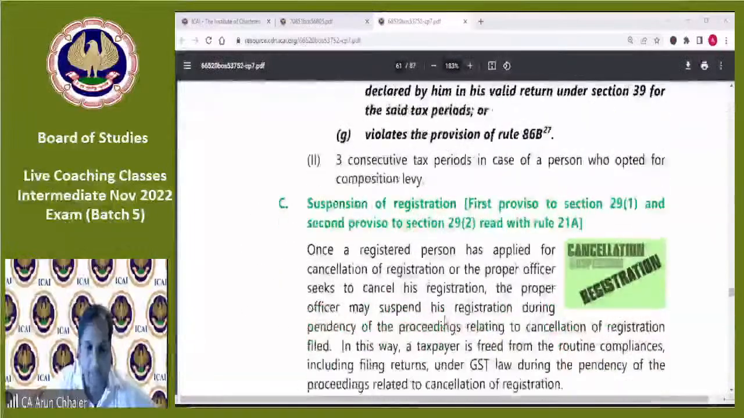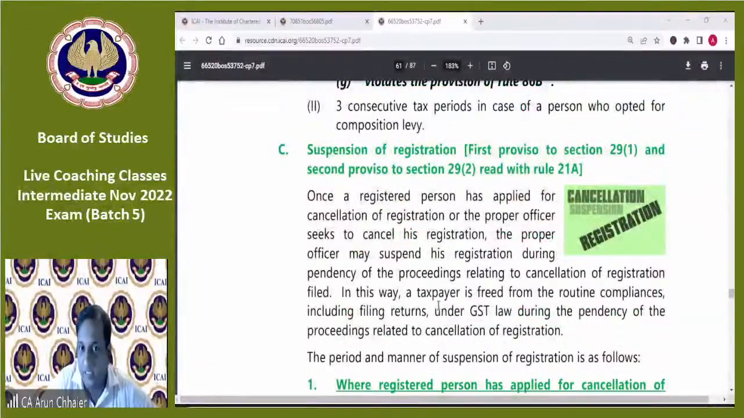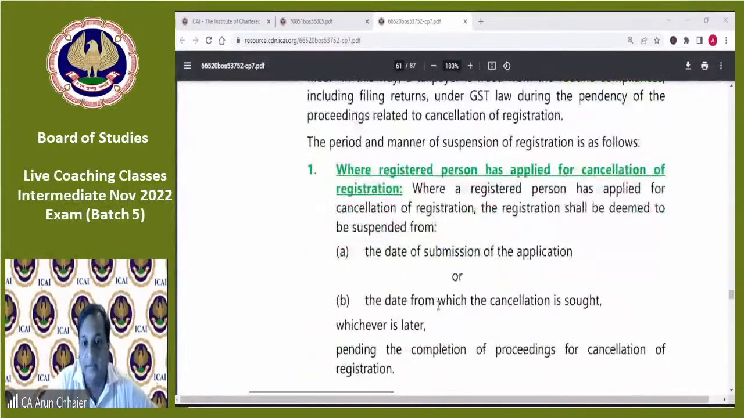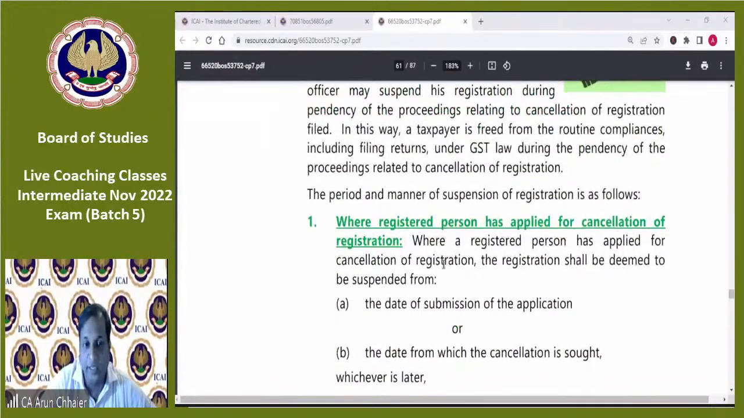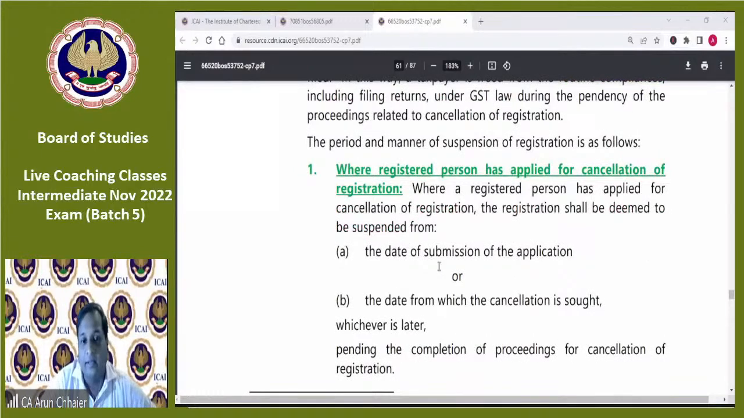Now let's move to the further suspension. 29.1 we have discussed. 29.2 we have discussed. Now to be read with Rule 21A. During the pendency of the cancellation, the number would be suspended. The meaning of suspension is that the taxpayer is free from routine compliances, including filing of returns, etc. Now we are talking about the period and the manner of the suspension, which is as follows.